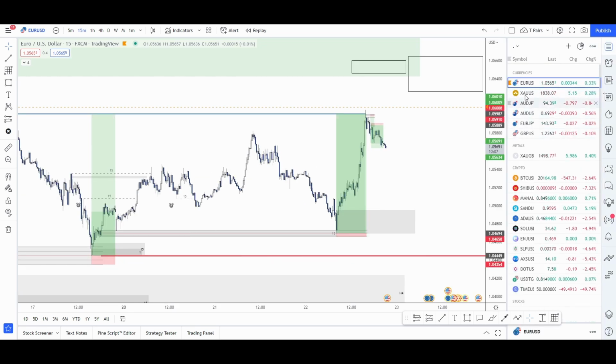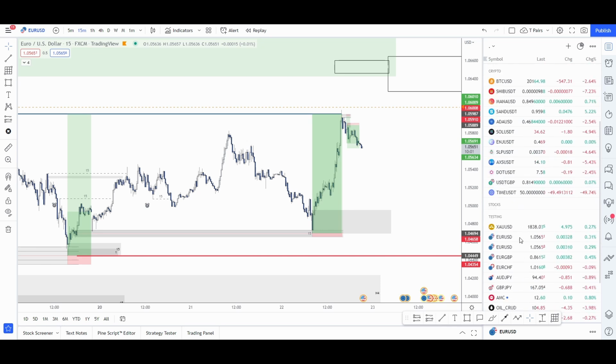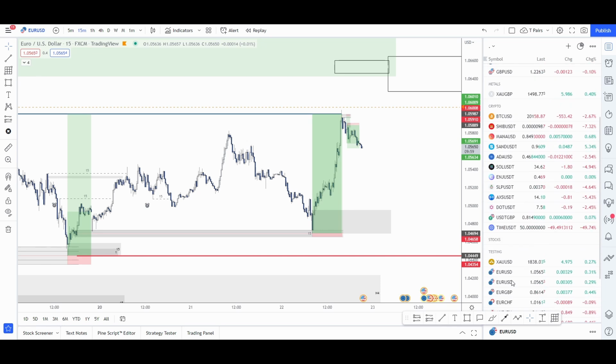These are the pairs which I pretty much follow more than anything. There's a few cryptos which I just watch for the sake of it and see how it's looking. And then there's a load of pairs which I test.